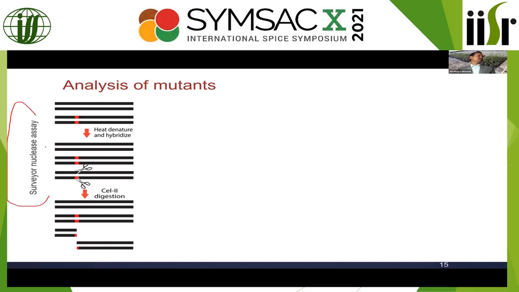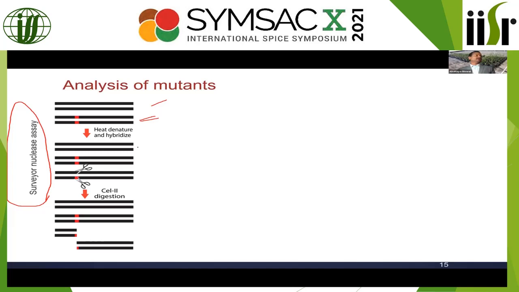called a nuclease called Surveyor nuclease. This is a very simple protocol, and we use this because we don't need any prior knowledge of the kind of mutation that we are going to have. So all that you need is an idea about the target site. If you have an idea about the target site, you amplify a DNA fragment flanking the target site, both from wild type and also from the expected mutant plant. And you just heat denature and try to re-anneal.